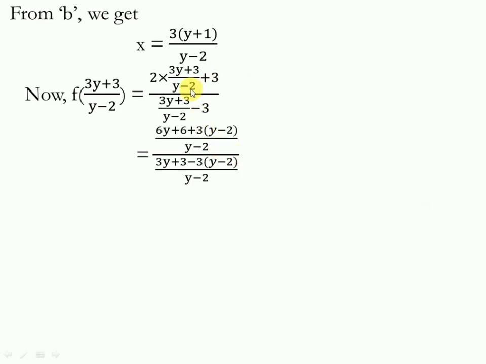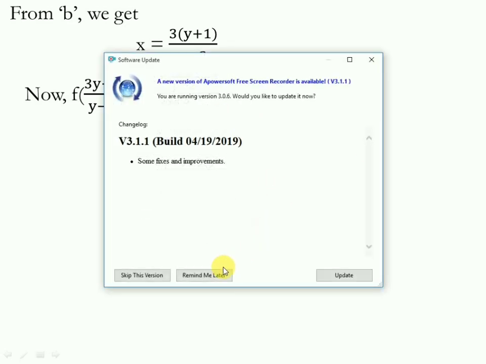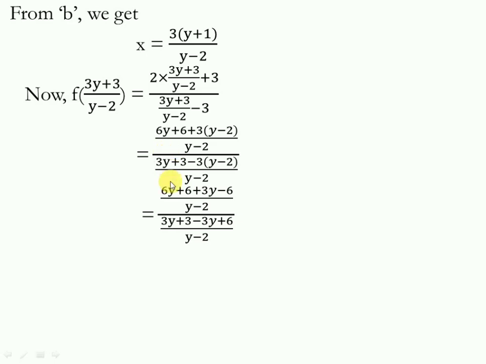You know how to do the addition of fractions. Look at y minus 2, just multiply with this 3, and this 2 will multiply with 2 into 3 becomes 6y plus 6 and plus 3 into y minus 2. Similarly in the denominator, 3y plus 3 minus 3 into y minus 2. So later on it becomes 6y plus 6 plus 3y minus 6 by multiplication, and its denominator is y minus 2, and 3y plus 3 minus 3y plus 6 divided by y minus 2.